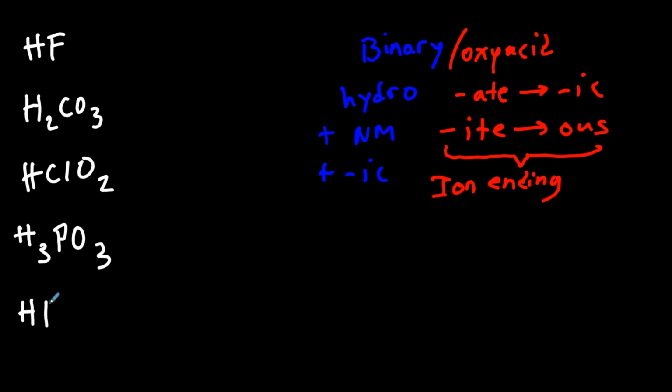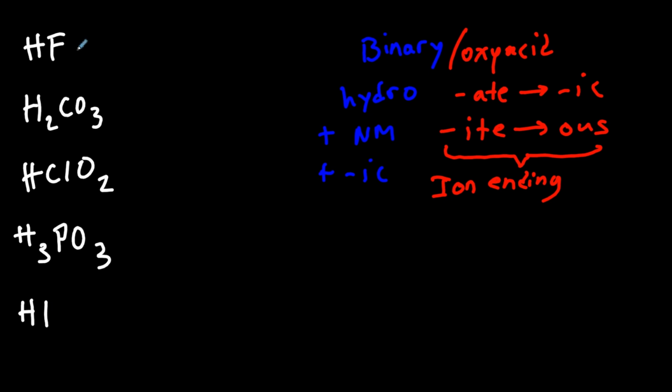So binary acids have the hydro prefix, as they're all attached to hydrogen, plus the nonmetal root name, and then it ends with ic. An oxyacid has a polyatom attached to a hydrogen, and if the ion that's attached to hydrogen ends with ate, then it's ic, and if it's ite, then it's ous. So let's work on some examples.